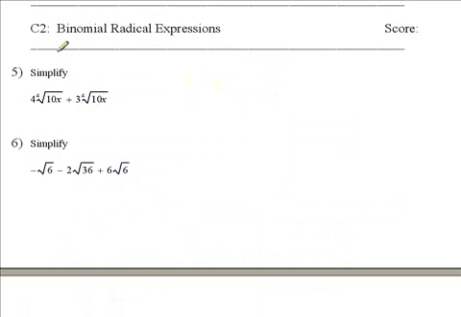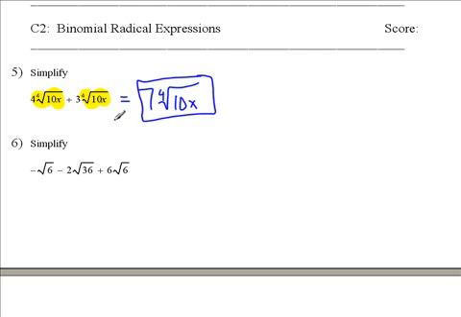Concept 2 here, number 5, we're supposed to simplify. I notice that I have a 4th root of 10 to the x and another 4th root of 10 to the x. On the left I have 4 of them. On the right I have 3 of them. Therefore, if I add them together, I would have a total of 7 of those 4th roots of 10 to the x. So that's it for number 5. That's as simple as we can make that. We can turn that binomial into one term, into a monomial.